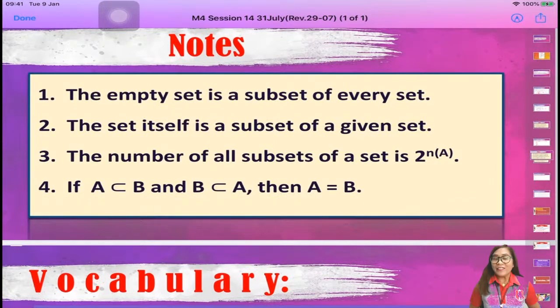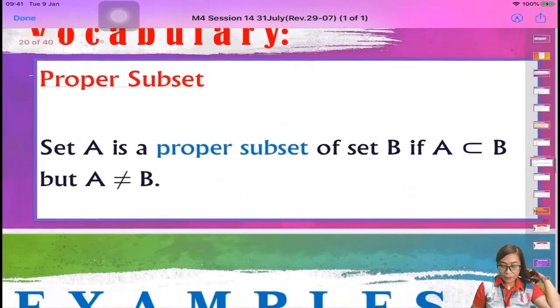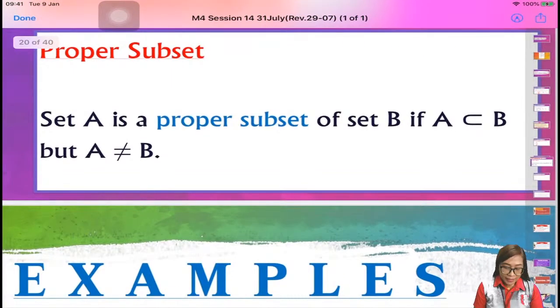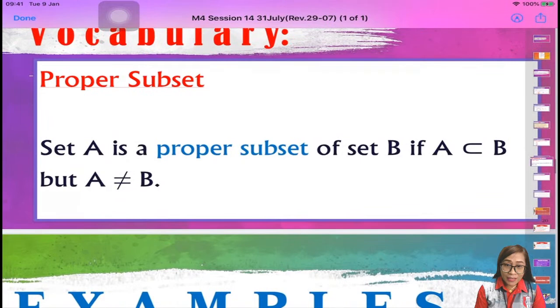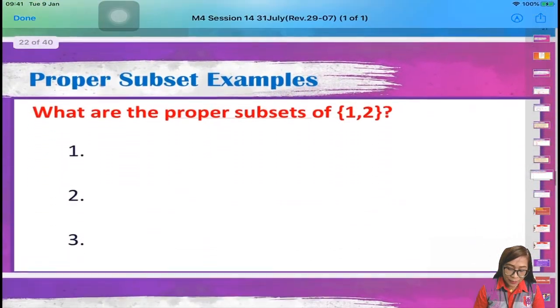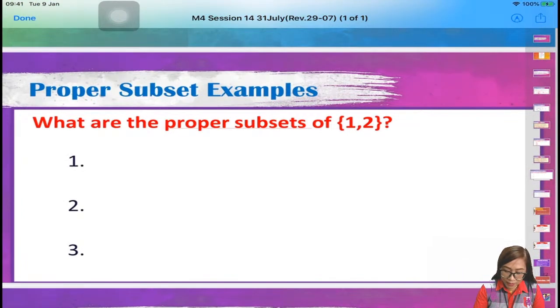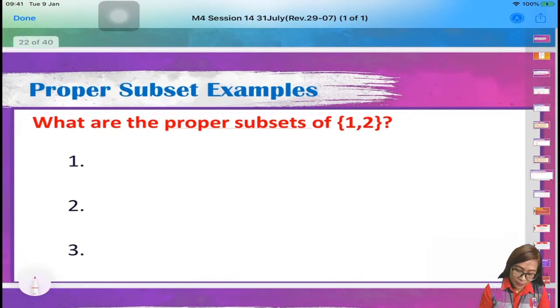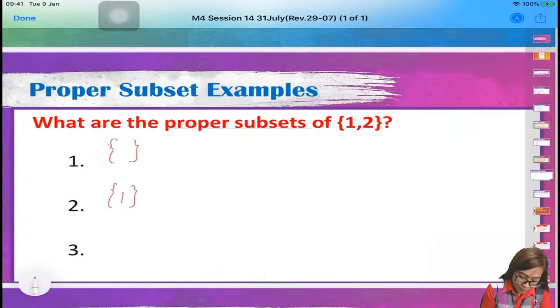Thank you. Okay, so I'm back, and the vocabulary is proper subset. Set A is a proper subset of set B if A is a subset of B, but A is not equal to B. Example of proper subsets. Number 1, what are the proper subsets of the set {1, 2}? First, you can have the empty set. Next is the set with 1 element, which is {1}, and the set with 1 element, which is {2}. This is the answer.